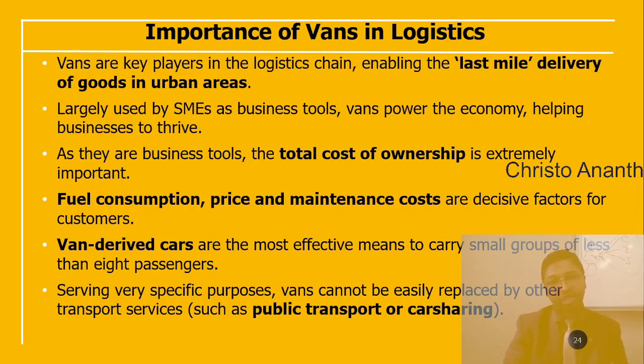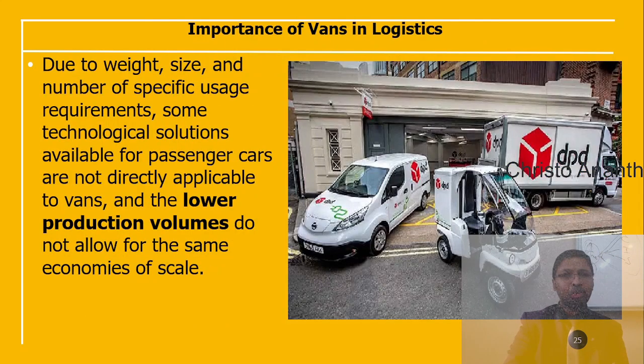Van derived cars can also carry small groups of fewer than 8 passengers. So it's all about the service that you are going to go for. Due to the weight, size, and of course the usage requirements, we will have some technological equipment, maybe lower production volumes, maybe not the same economies of scale. So, being small, we will have more technological advancements.